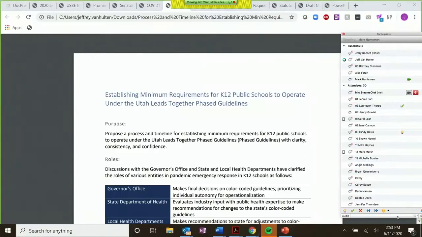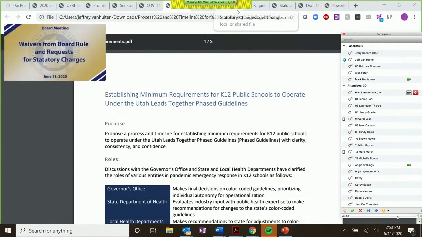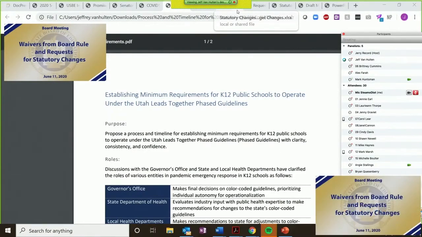Next, we will go to Deputy Superintendent Angie Stallings. We have quite a few items here. Are you ready to present? I am. Okay. All right. Thank you, Chair Huntsman. Angie Stallings, Deputy Superintendent of Policy.